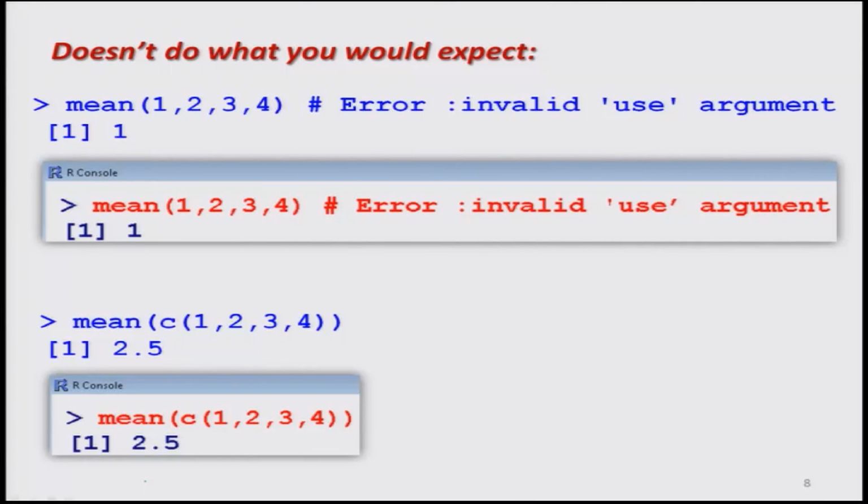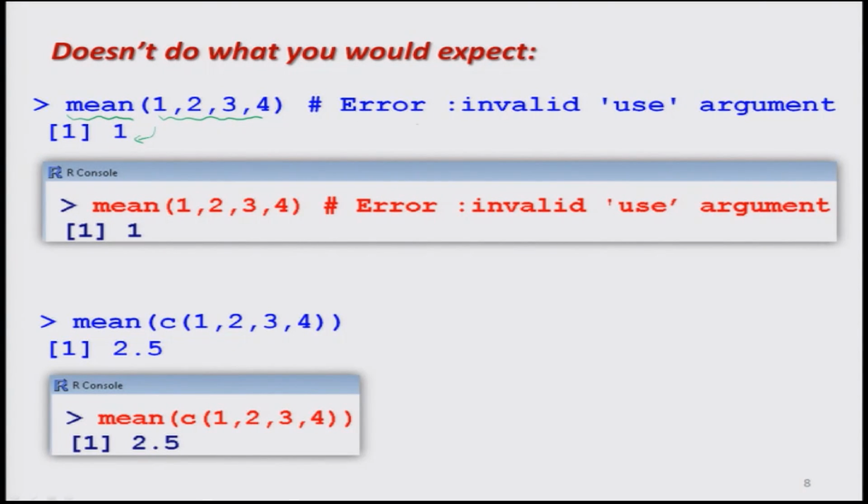Now, in this slide I want to show you an example which many people commonly make. The issue is this: whenever I want to find out the mean, I have to give the values in the format of c, that is a vector, using the command c. But suppose I simply want to find out mean of 1, 2, 3, 4, then still you will get an answer 1.